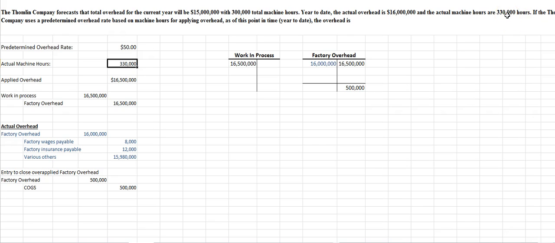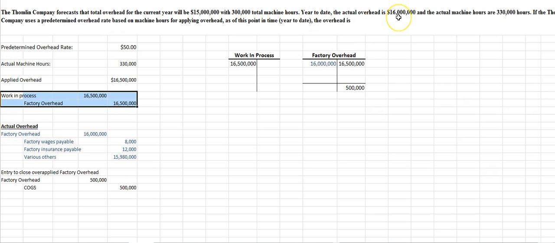So how much did we apply in overhead based on our estimate? Well, using a predetermined overhead rate of $50 and 330,000 hours, we applied $16,500,000 in factory overhead, right? 330,000 was charged at $50 each hour. Okay, so what would that entry be? We would put the 16.5 million in factory overhead over here, and we would offset that with work in process, right?